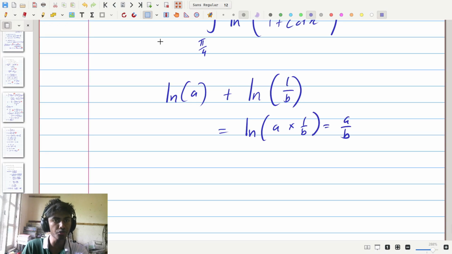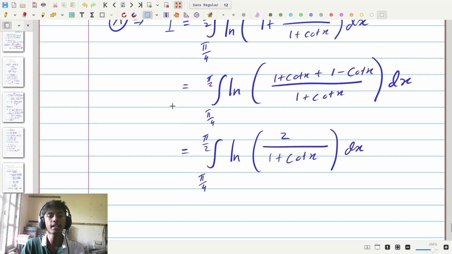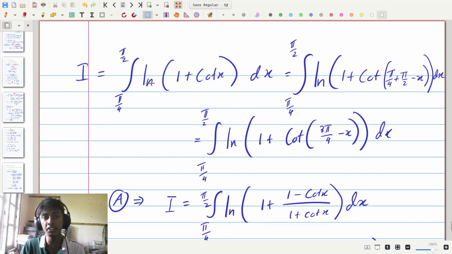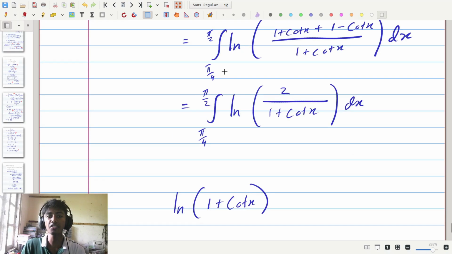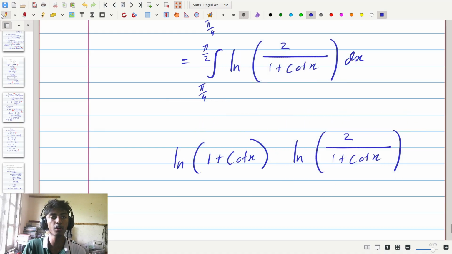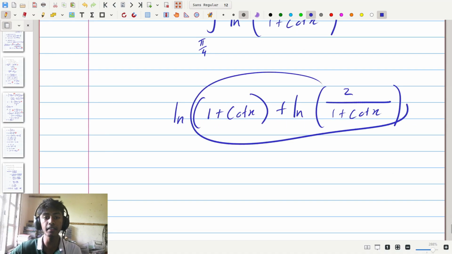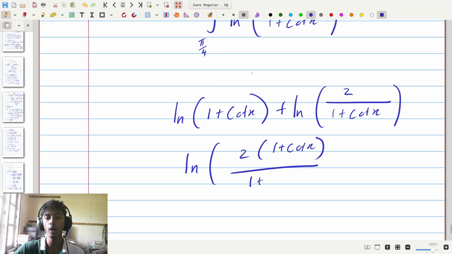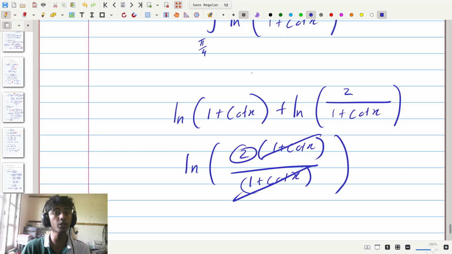Now using these two facts, if we consider what we can do here, if we add this integral to this integral, then on the inside of the integral signs, we'd have natural logarithm of 1 plus cot x plus the natural logarithm of 2 divided by 1 plus cot x, which would lead us to these two being cancelled out, because if you add these two together, we're going to get the natural logarithm of 2 on top and 1 plus cot x on top divided by 1 plus cot x, and these two will simply cancel out, leaving us with a constant of natural logarithm of 2, and therefore the integral will be very easy to solve.